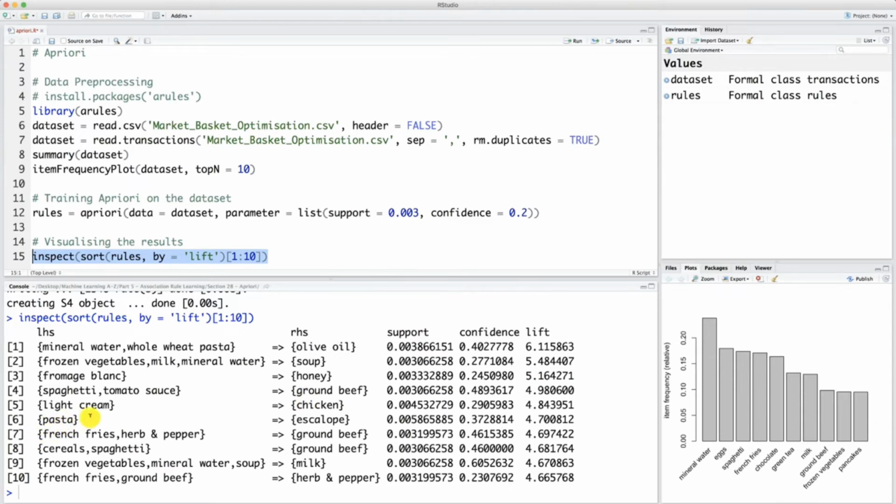And then what do we have? If people buy pasta, they will buy escalope in 37% of the cases. Well, why not? That goes well together. That's simply what French people in the south of France love to eat in their meals. And maybe that's also related to French taste, that French people associate light cream with chicken. If we were in India, it would probably have been butter here, for butter chicken, which is a very good Indian meal. Okay, and then we have French fries and herb and pepper that go very well with ground beef, of course. That's a classic French meal.